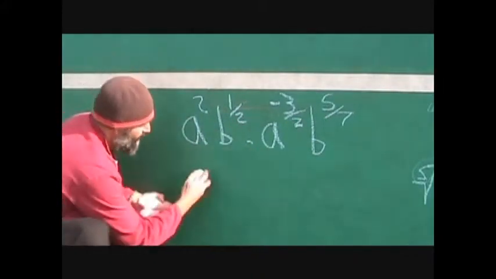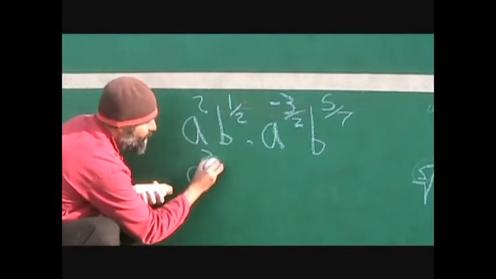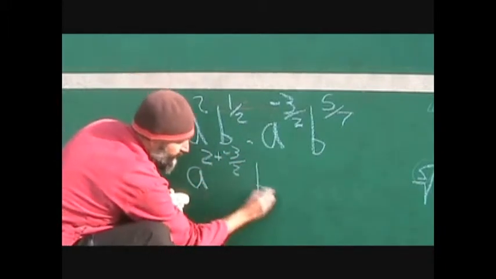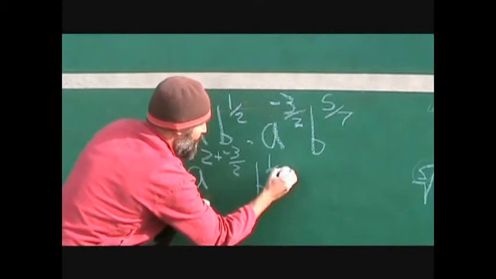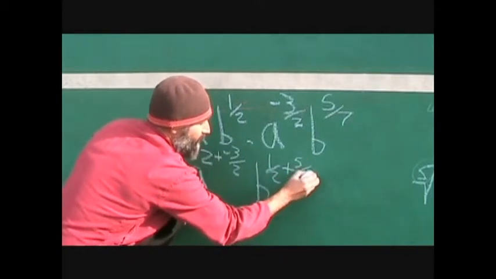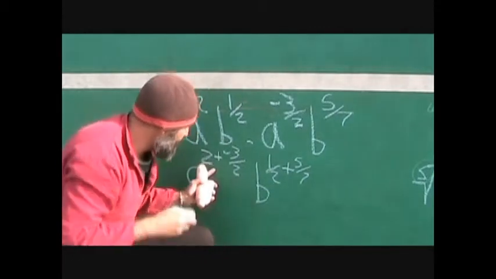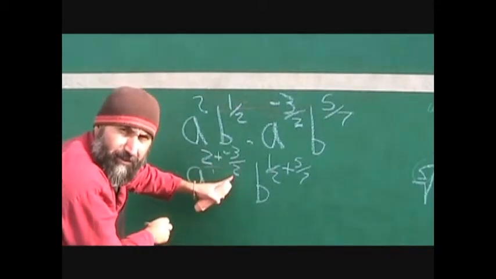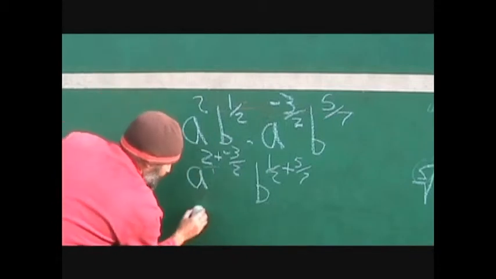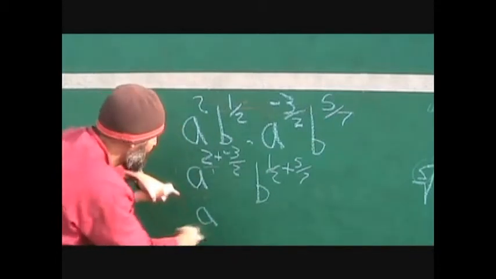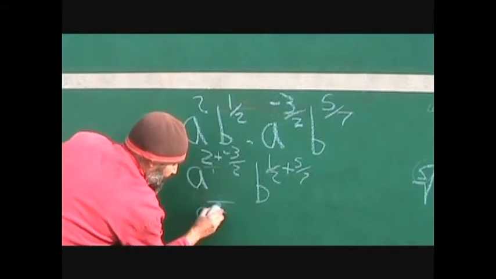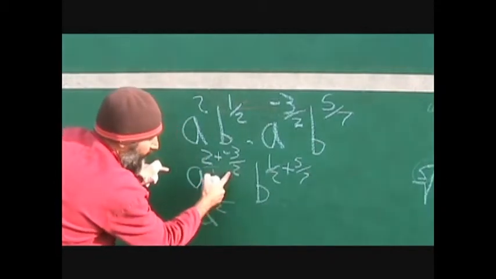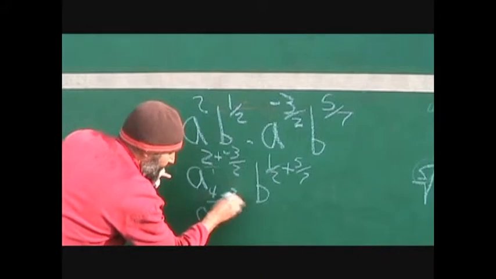So this would be a to the power of 2 plus negative 3 over 2, and b to the power of 1 half plus 5 over 7. Now, the way you do this, you've got to find a common denominator. For the 2, the common denominator is just over 1. The common denominator here is 2. So this would be a to the power of, well, the common denominator is 2. You multiply the 1 by 2, so that becomes 4, and that stays the same, minus 3.